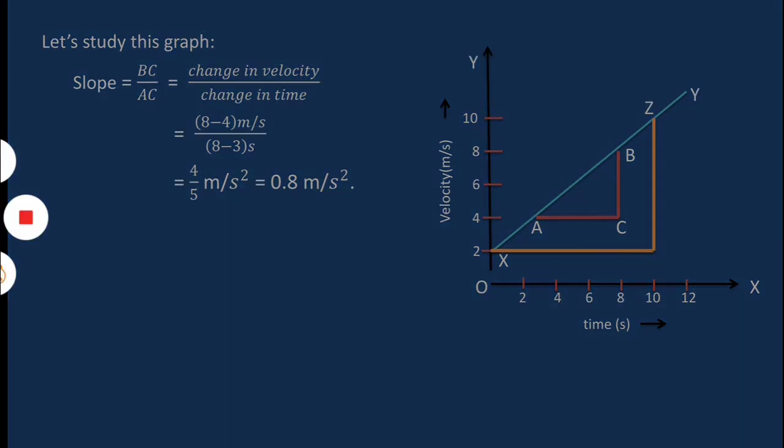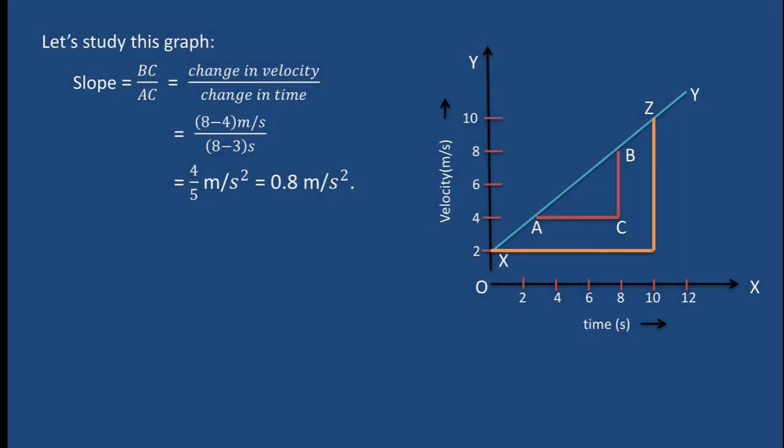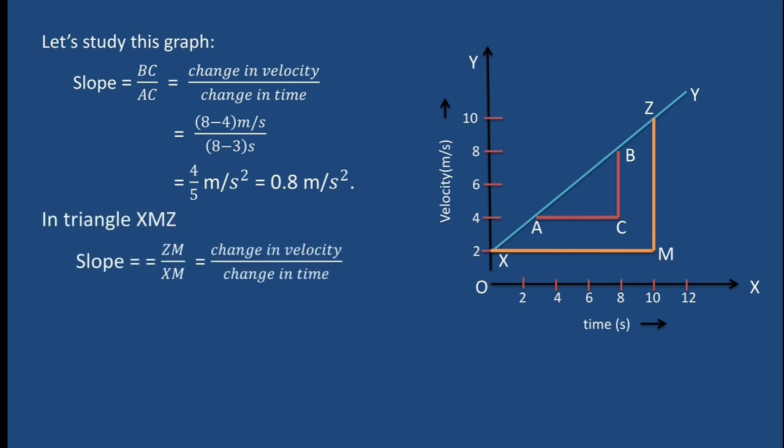Now you see these two lines intersect at a point. Let us say this point is M. Again we have a right angle triangle XMZ. So we can say that the perpendicular, that is ZM, when divided by the base XM gives us the slope. So we can write slope is equal to ZM upon XM.